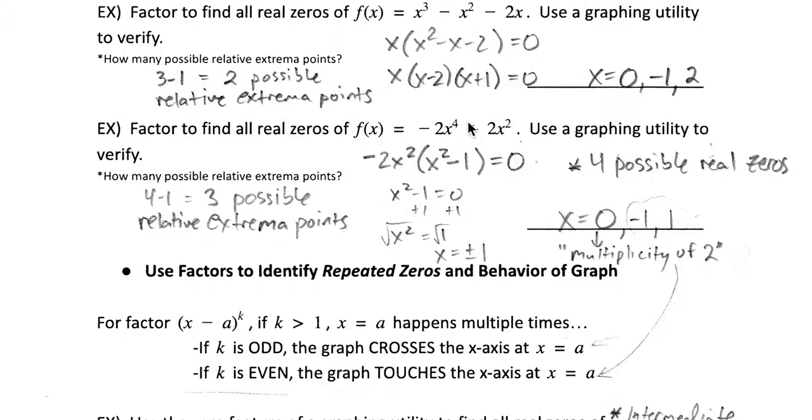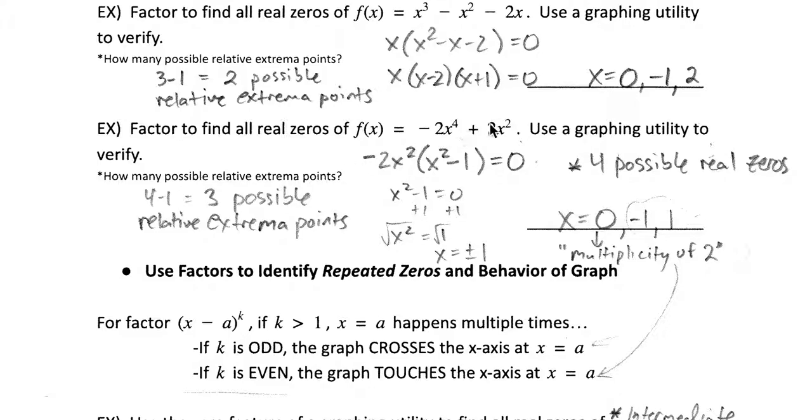Once again, we could look at our polynomial and discover that our leading degree is 4, so we're going to have at most 4 possible real zeros. If we subtract 1, we know that we could have at most 3 possible relative extrema points.